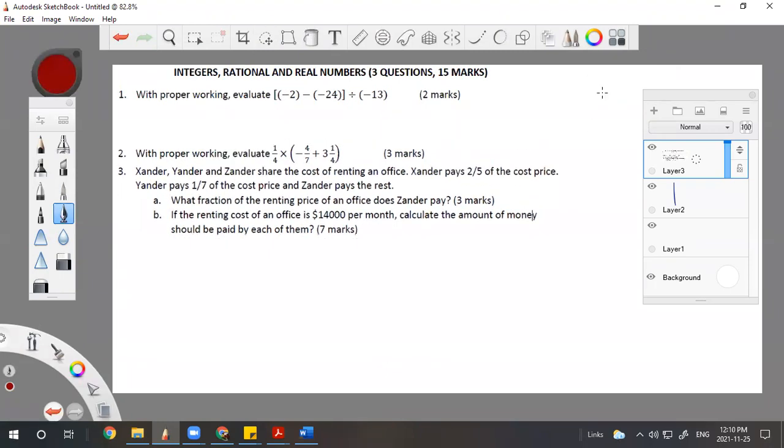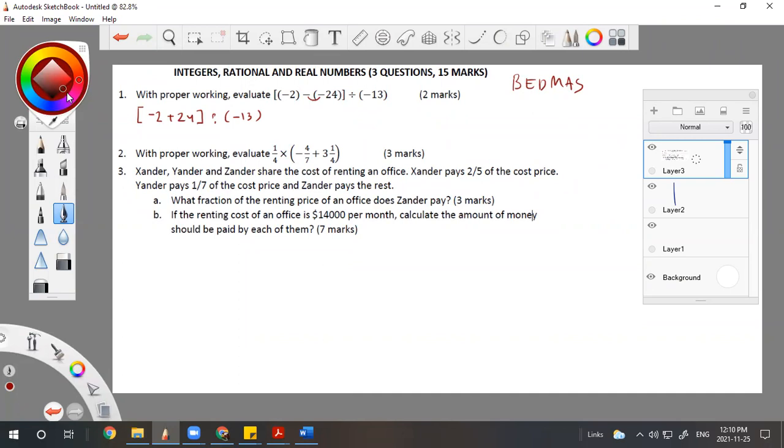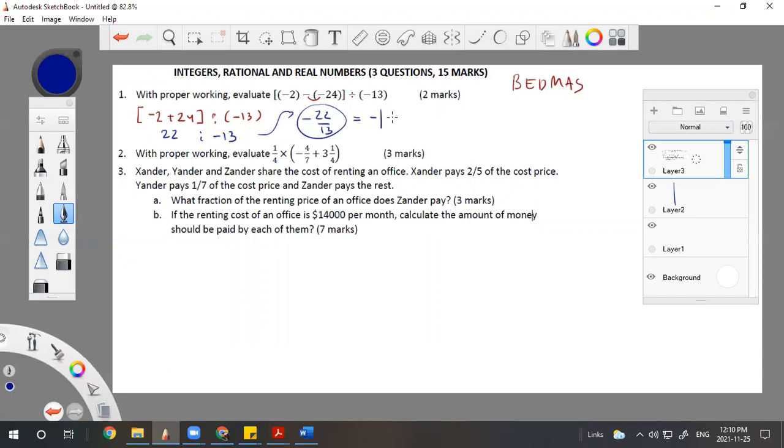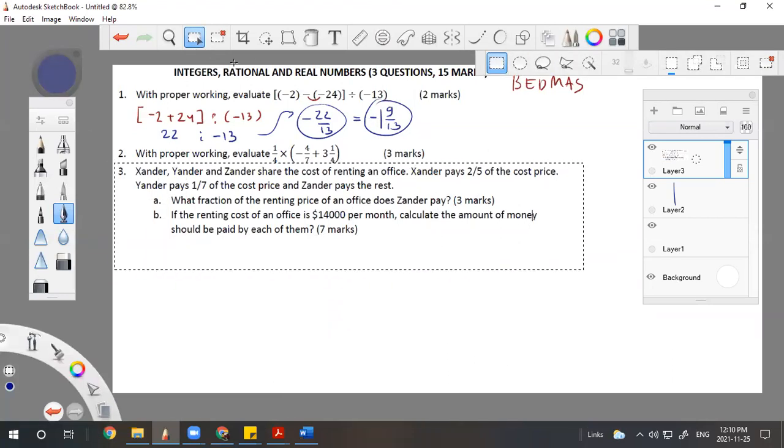Evaluate. Okay, do the BADMAS rule. Bracket first. The bracket here is -2 plus 24, and then divide by -13. What is -2 plus 24? It is 22, right? Divide by -13. Okay, done. -22 over 13. Finish. If you want to change into a mixed fraction, -1 9 over 13. I'm not expecting this will be a fraction, but if we get the fraction, so just be it, right?